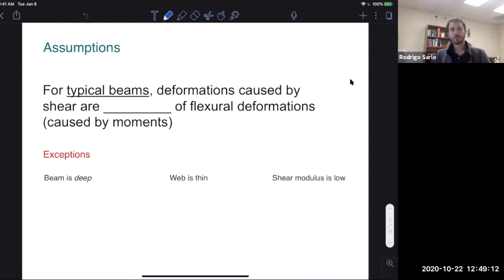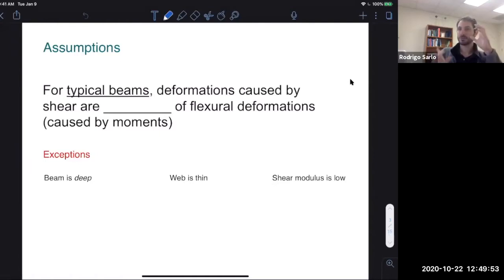Okay, so again, same thing here, assumptions, right? I always emphasize assumptions, and I'm trying to be upfront about the assumptions here. What assumptions are we making when we carry out the principle of virtual work for beams? Well, for typical beams, according to the book, the deformations caused by shear are some percent of flexural deformations. Can you guys guess what that percent might be?